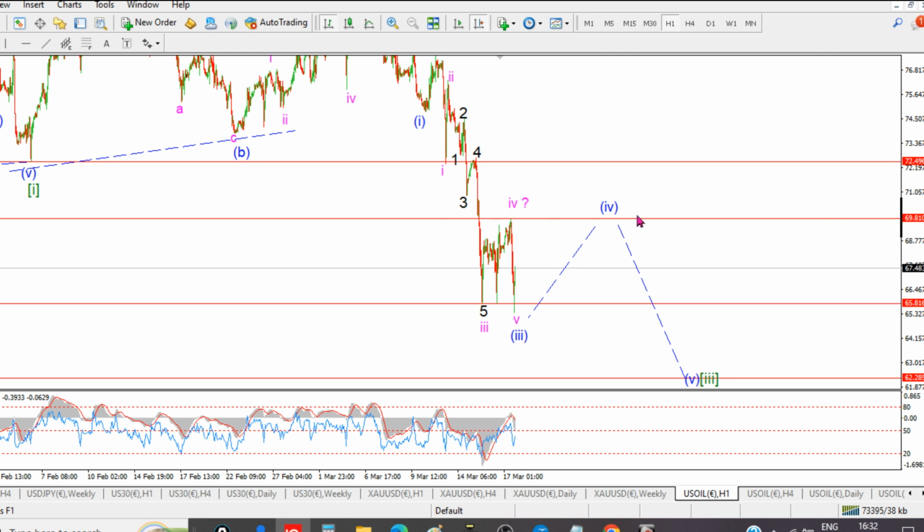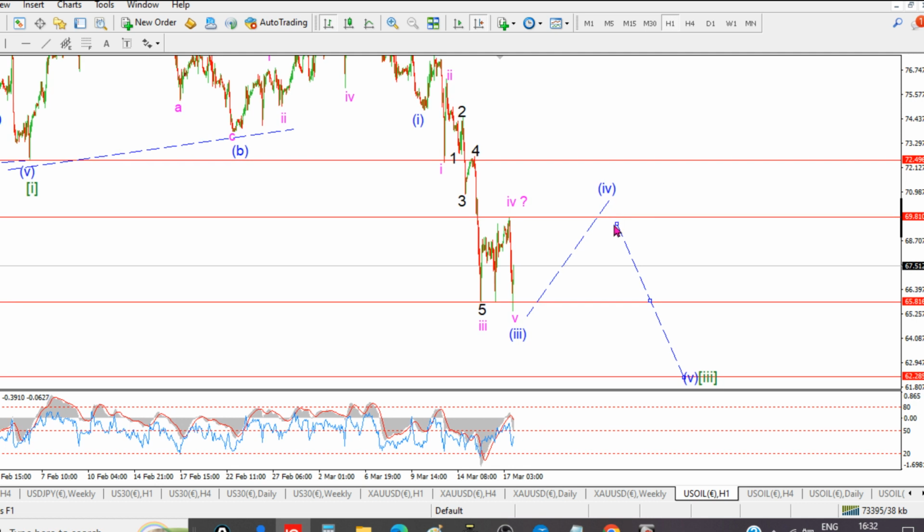So we'd look for a correction higher over the next series of sessions, maybe into the middle of next week. We get up in wave 4. It should be reasonably corrective, I think. Quite choppy, maybe generally sideways, maybe even a triangle. Wave 4.